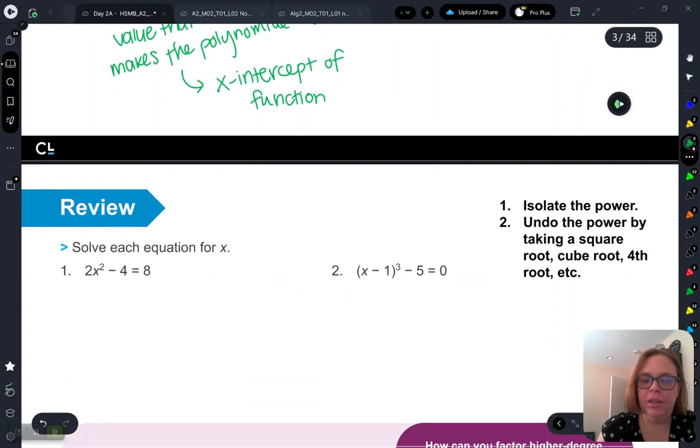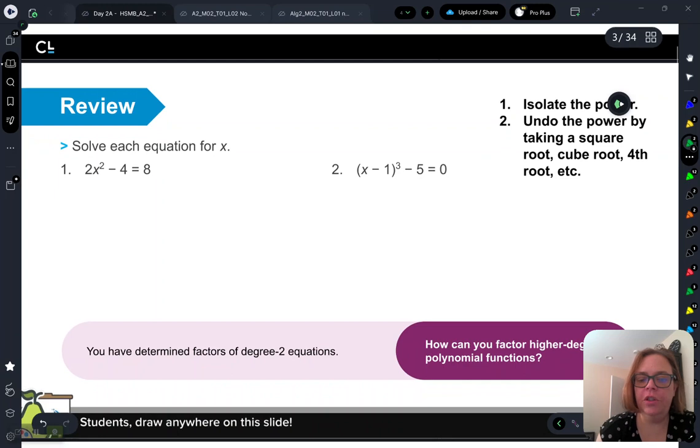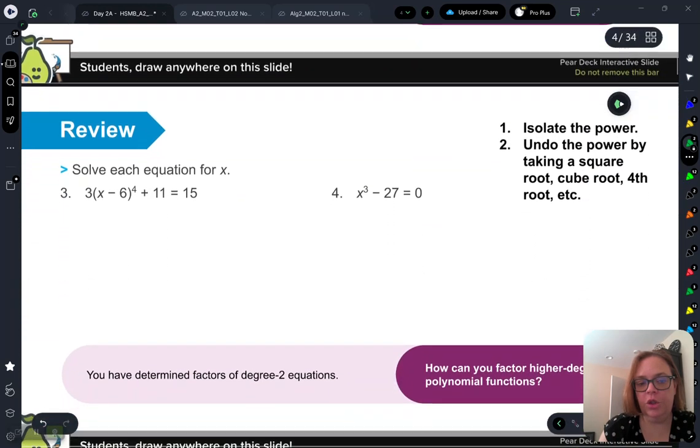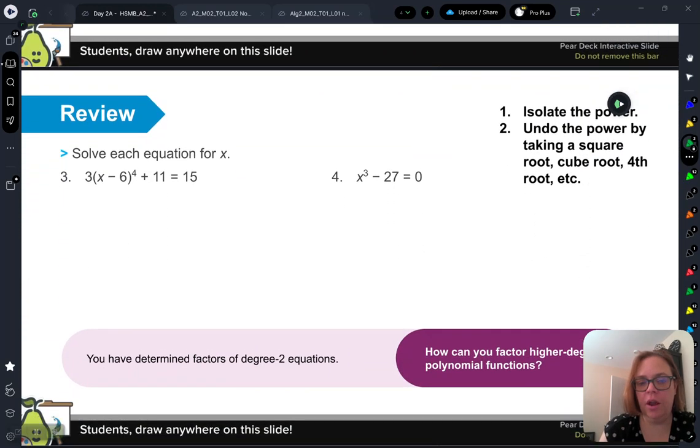Okay. So let's get into it. So the first page, we have some review questions, and that is solving equations such as these, okay? First two questions look like this. We've got 2x squared minus 4 is equal to 8, and x minus 1 cubed minus 5 is equal to 0. And then we have two more that I have on the next page, 3 and 4.